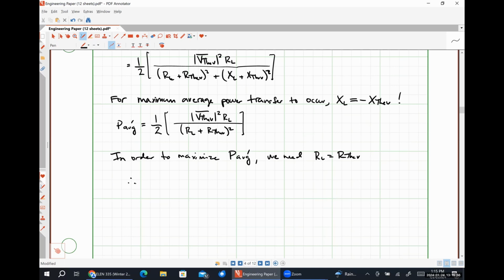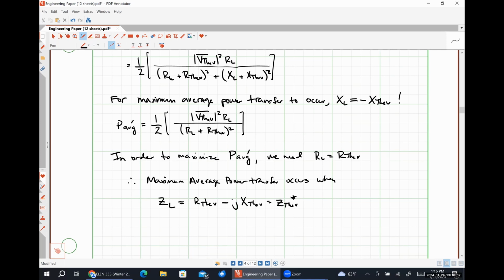Putting these two things together, we can say that maximum average power transfer occurs when our load impedance ZL is equal to R thev minus J X thev, or simply the conjugate of our Thevenin impedance. So these are the conditions under which maximum average power transfer occurs in an AC circuit. If our load is equal to the conjugate of the Thevenin impedance, we will have maximum average power transfer.